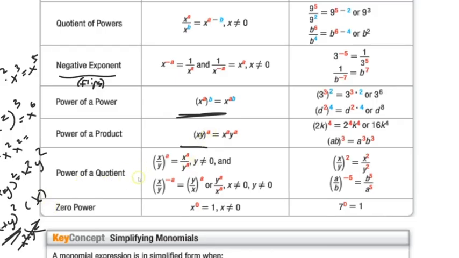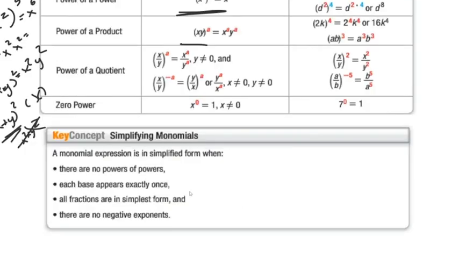And same thing with power of a quotient. You can distribute it as long as it's not a plus or minus. And then there's 0 power. Anything to the 0 power except for 0 is 1.